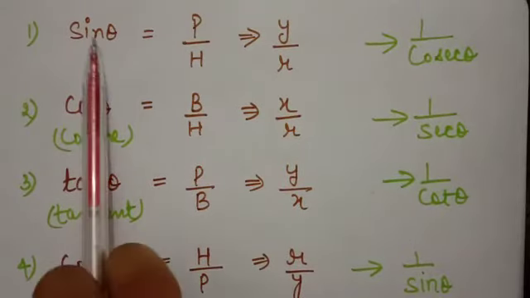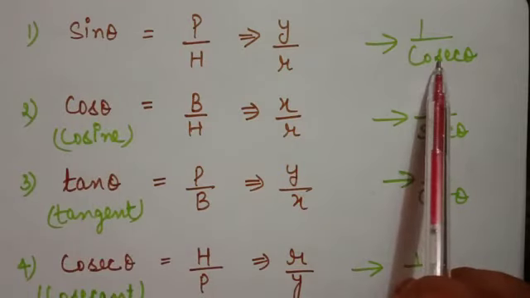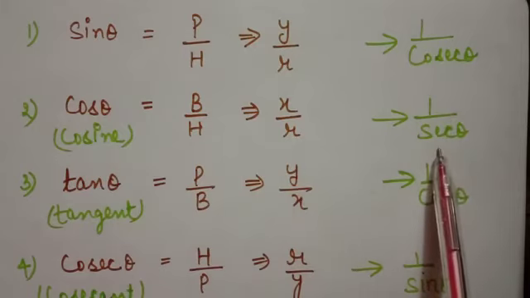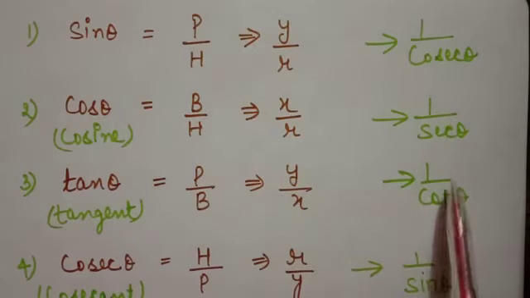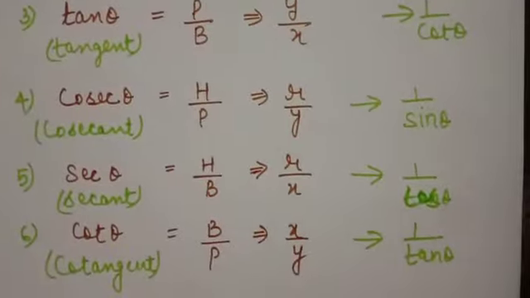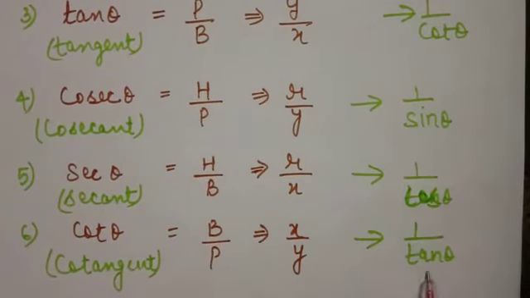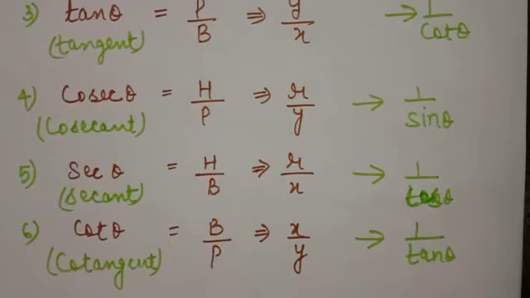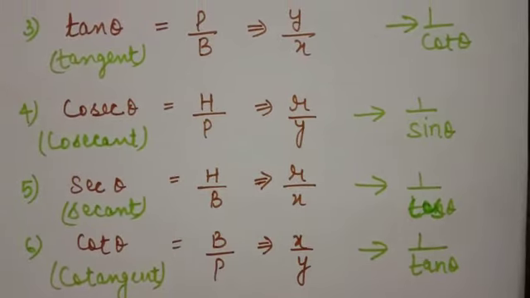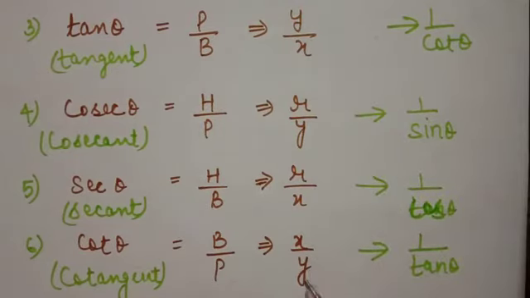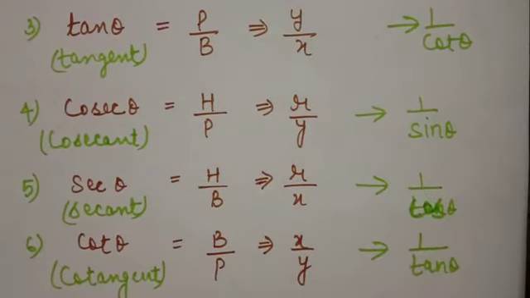So students, you should know very well that each of the 6 trigonometrical ratios is correlated with the others. Sin theta is the reciprocal of cosecant theta, 1 upon cosecant theta, and cos theta is the reciprocal, 1 upon secant. Tangent is equal to 1 upon cot, cosecant is equal to 1 upon sin theta, and secant is equal to 1 upon cos theta. Cot is equal to 1 upon tan, because this is the value of tan theta and this is the value of cot theta. X upon Y, Y upon X, they are reciprocals of each other.